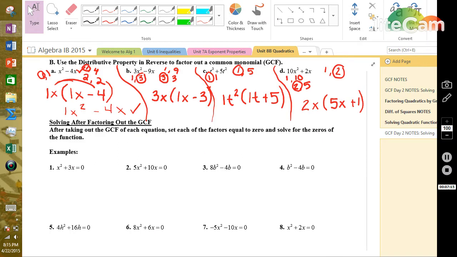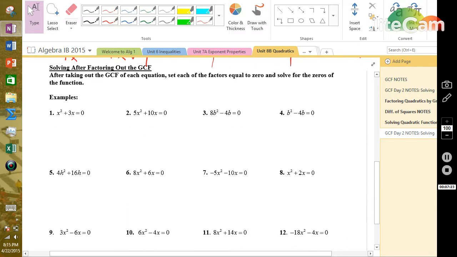So what we're doing today is we're going to build off of what we did yesterday. If we move down on our paper, the directions say solving after factoring out the greatest common factor. After taking out the greatest common factor of each equation, we're going to set each of the factors equal to 0 and solve for the zeros of the function.